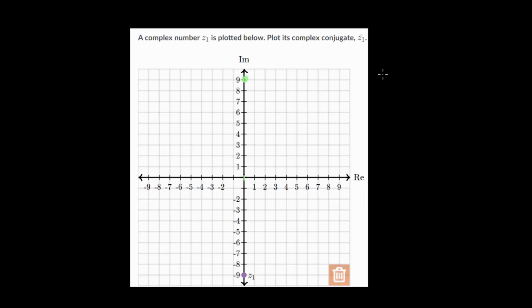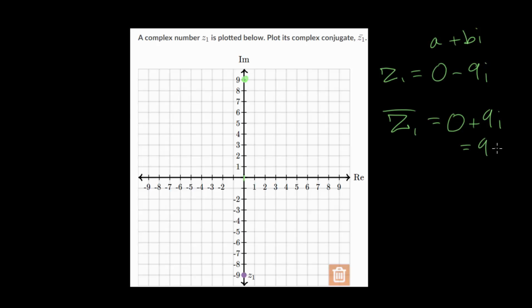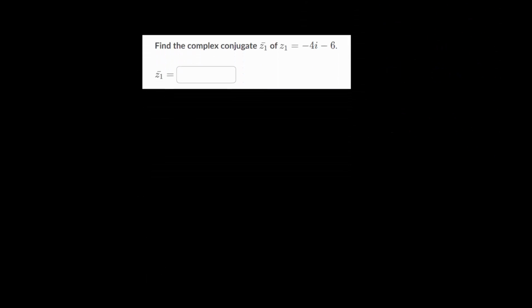And you can see this if you write out the number explicitly. z1 is really 0 minus 9i, and we don't have to write the 0 here, but it makes it more explicit that this is a complex number of the form a plus bi. And when we find its conjugate, we put the bar above it, we would have 0 plus 9i, or just 9i, which we were able to graph right here. And again, you can see that it is a mirror image on the other side of this real axis. So let's do one final problem.